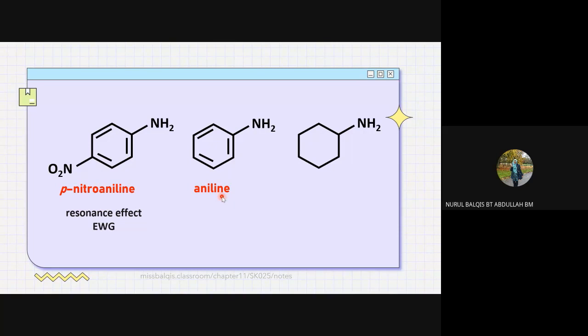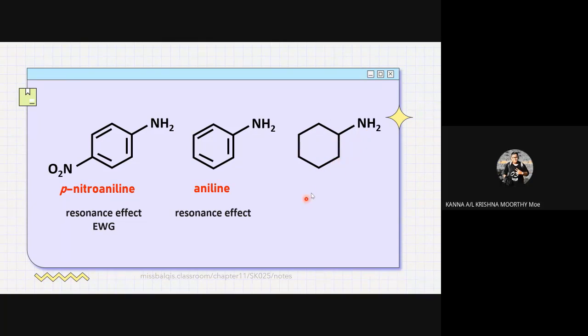In aniline, do we have a resonance effect? Yes. Is there an EWG present? No. Okay. So it only has the resonance effect. So somehow it will decrease the basicity as well. What about this one, NH2, and this cycloalkane of hexane? So cyclohexanamine, right? The name.